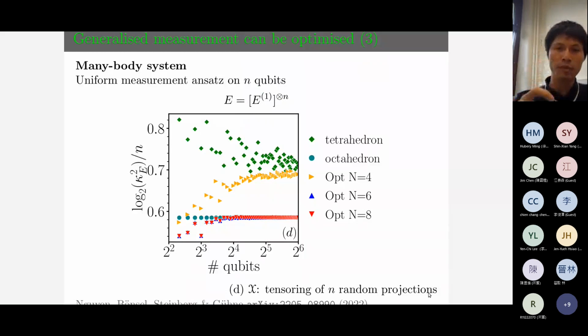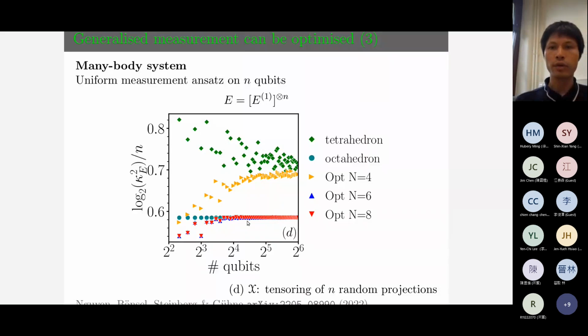So I choose n observables, and each of them is a tensor product of random projections on each of the qubits. And then just a case study. I try to see how the tetrahedron measurement works here, how the octahedron measurement works there, and how the optimization technique works here and there, like that. So it's very similar to before. But here is the number of qubits. Also, the number of observables increased, but what's important here is the number of qubits we are talking about.